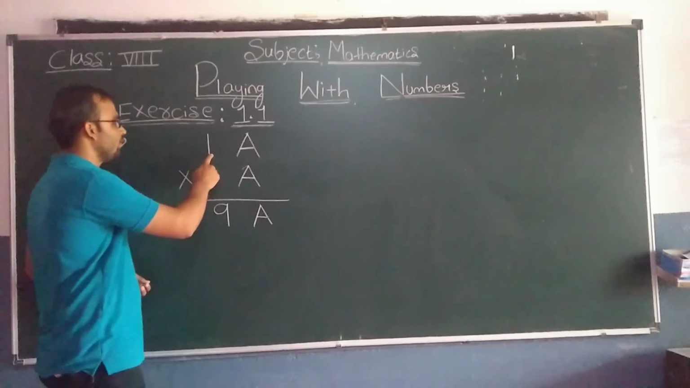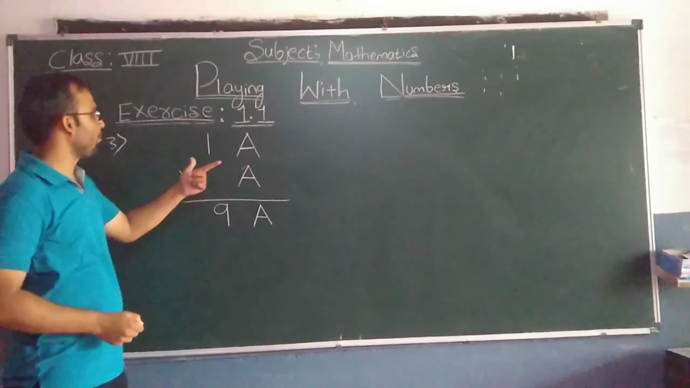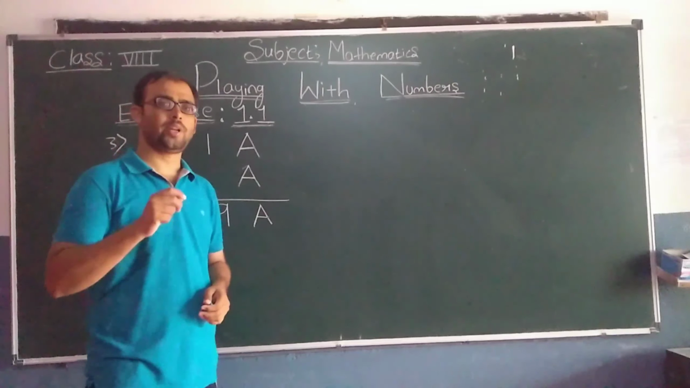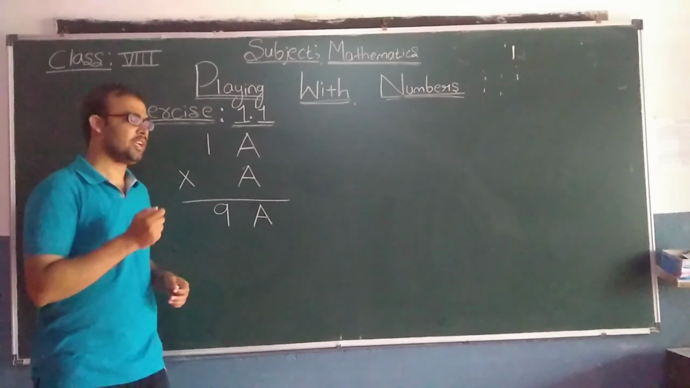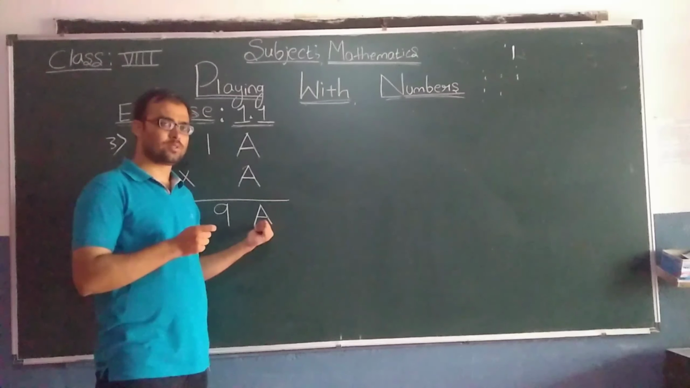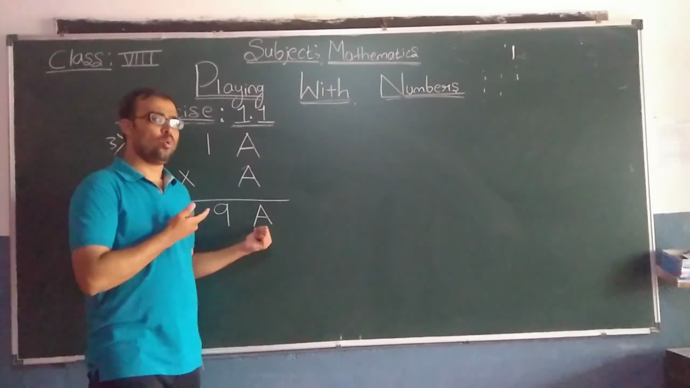So here what is given? 1a into a, and the result is 9a. So when we multiply 1a with a, we have to get 9a. Here we need to take the value of a such that when we multiply a with a, we get a at the ones place.